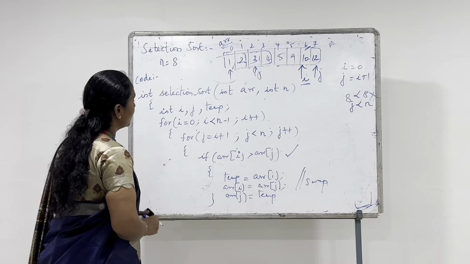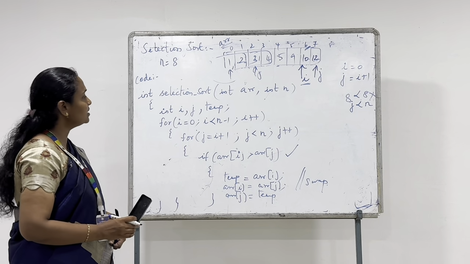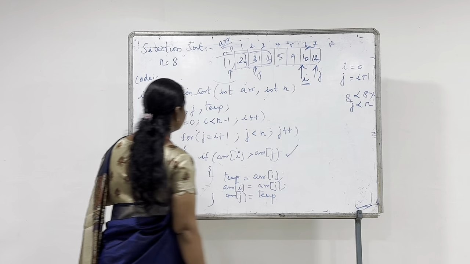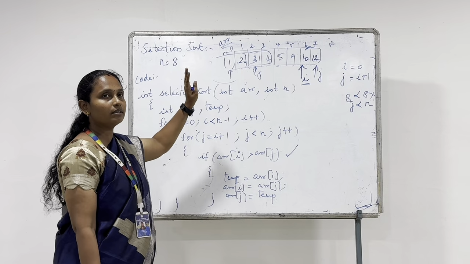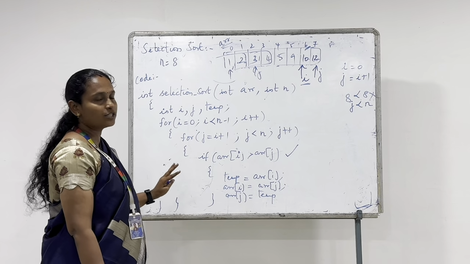So this is the code for sorting. This is the code for selection sort. Finally, we can return the entire array, which will be in sorted order. This is about selection sort.